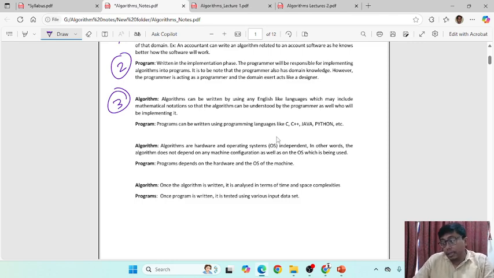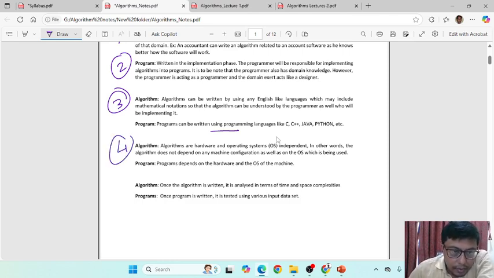So the knowledge of a programmer should cover the domain in which he is developing the software, as well as the programming language which is expected to be used to implement the steps of an algorithm. So this is the third difference between algorithm and the program.